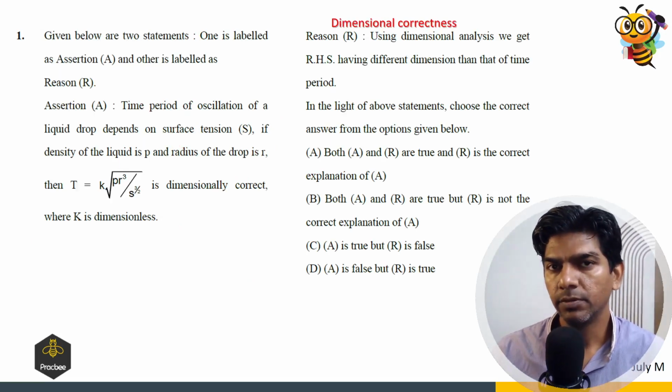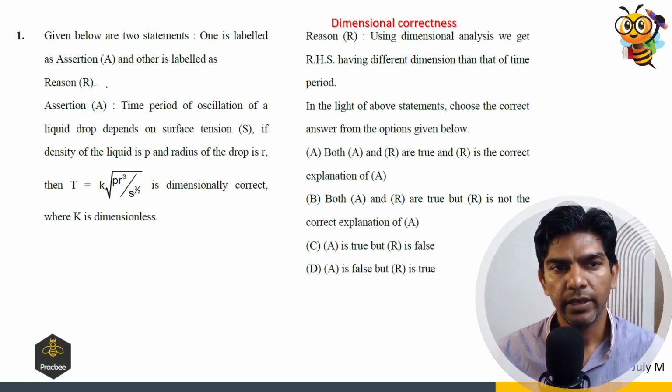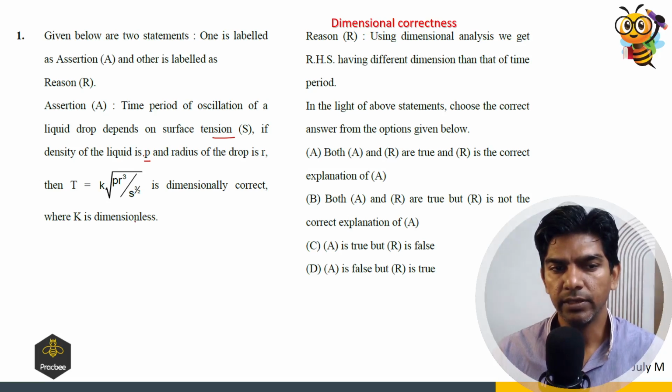Now let us see the next problem type where we have to check the dimensional correctness of the formula. So we have given assertion and reason. Assertion is: the time period of oscillation of a liquid drop depends on the surface tension S. If the density of the liquid is rho and the radius of the drop is R, then T, which is the time period, will be given by K times root of rho R cube upon S raised to 3 by 2, is dimensionally correct, where K is dimensionless.